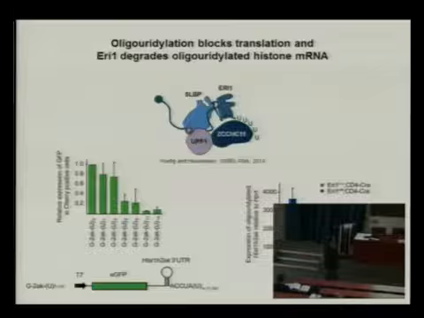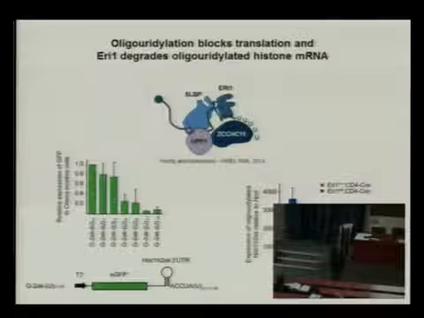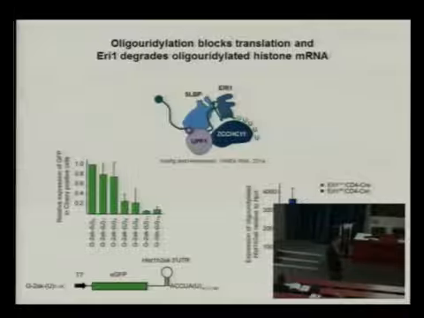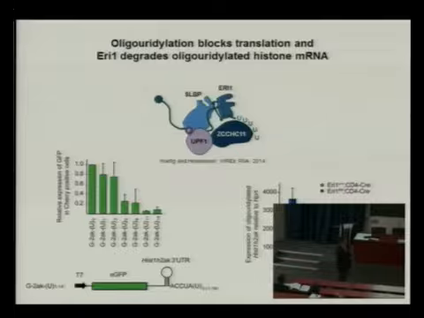I then looked into that in much more detail, and I produced a qPCR assay that can detect these oligouridylated histone mRNAs, and I found that in ARI knockout cells over the whole cell cycle, in T cells here, the oligouridylated histone mRNAs are strongly increased.